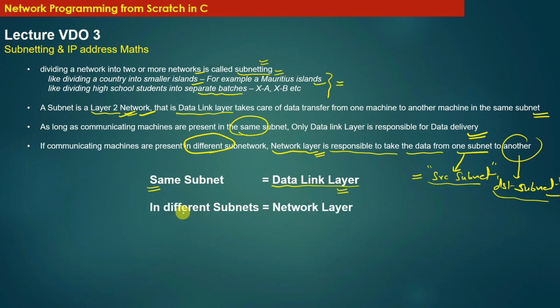And if the communicating machines are present in different subnets, the network layer is responsible for taking the packet from the source subnet to the destination subnet. And once the packet reaches the destination subnet, then again the data link layer is responsible for finally delivering the packet to the correct destination machine.